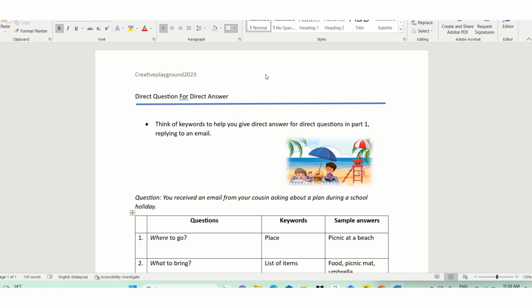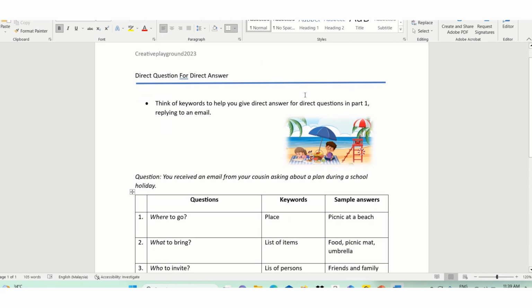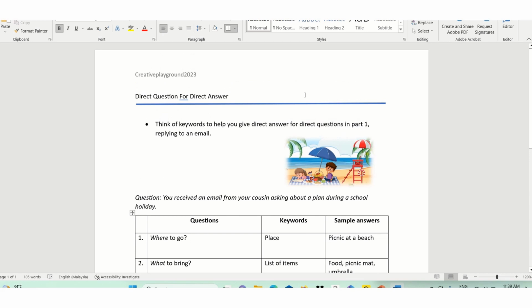I haven't been writing any worksheet, so this is the latest one for you, and I hope this will be useful and you can use it in your classroom. Alright, and so today we are going to talk about direct question for direct answer, and this one is especially for part one in the writing exam paper, which is replying to an email, right?